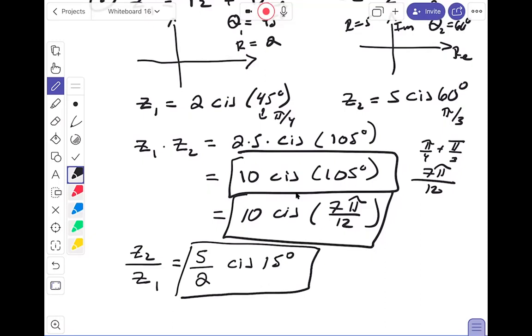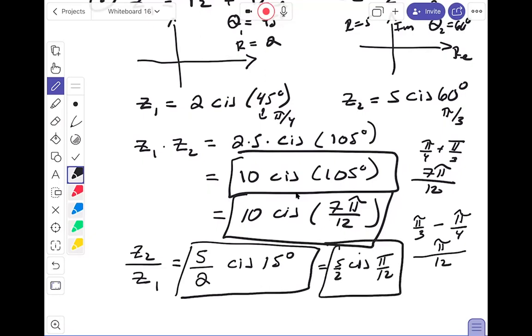All right, I'm going to write this one down. And we got Z2, which is pi over 3 minus pi over 4. Again, it's going to be 12. I'm using the radian now for the students that did that. And then you get 4 minus 3, which would be 1 pi. So what's this one going to be? 5 halves CIS pi over 12.